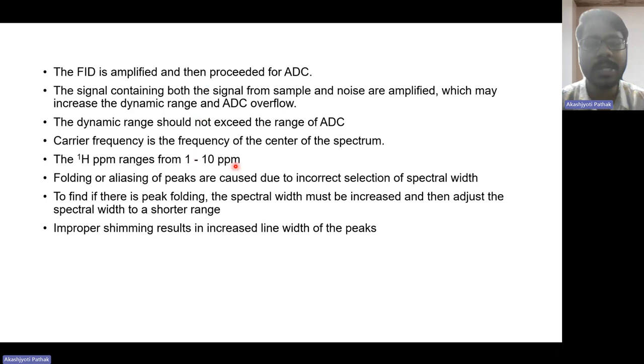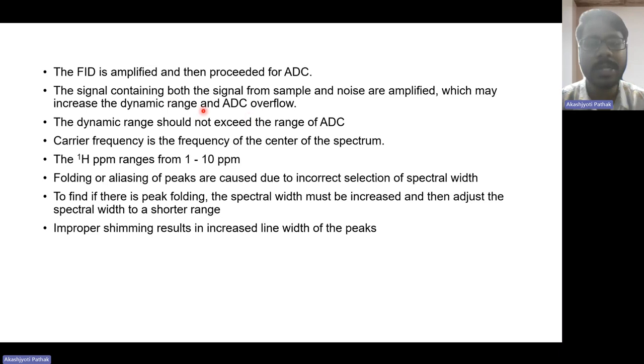If the solvent concentration is very high, what will happen? The dynamic range will become very high, and once the dynamic range becomes very high, the ADC will overflow. So you cannot collect that much high data.